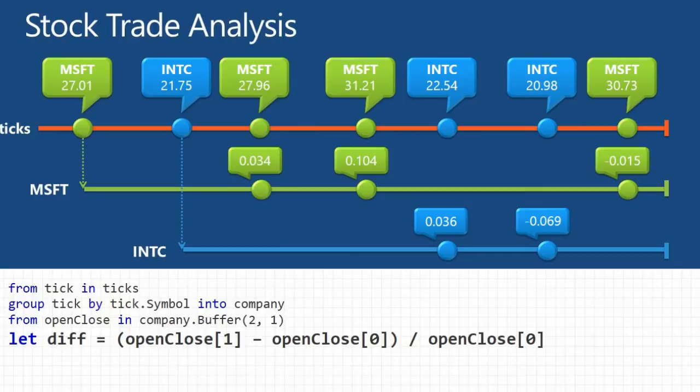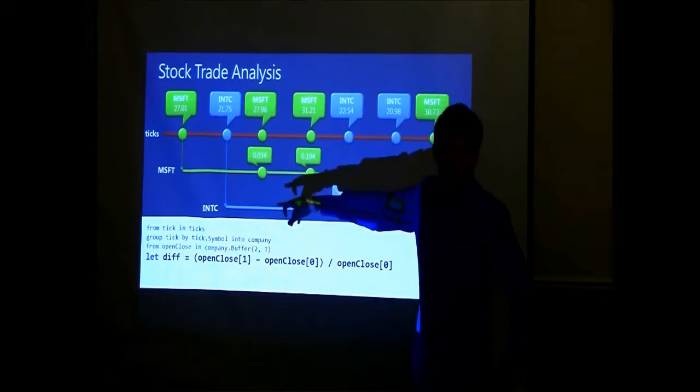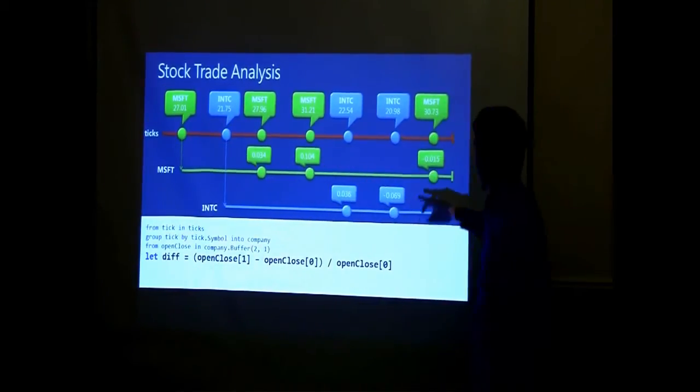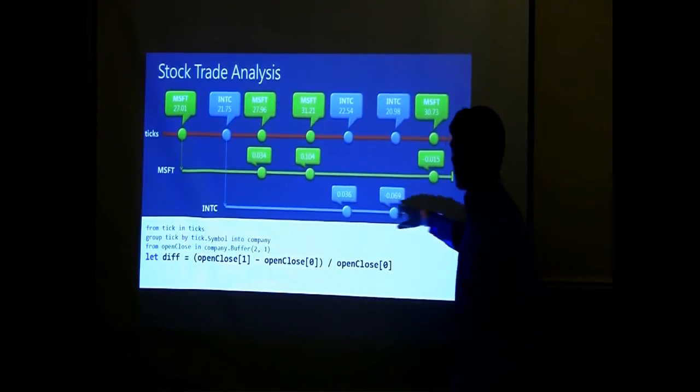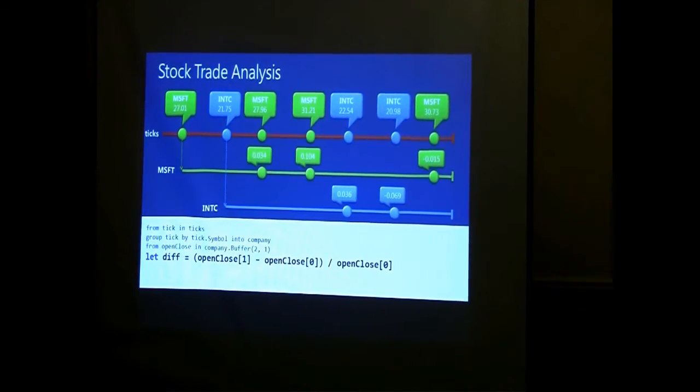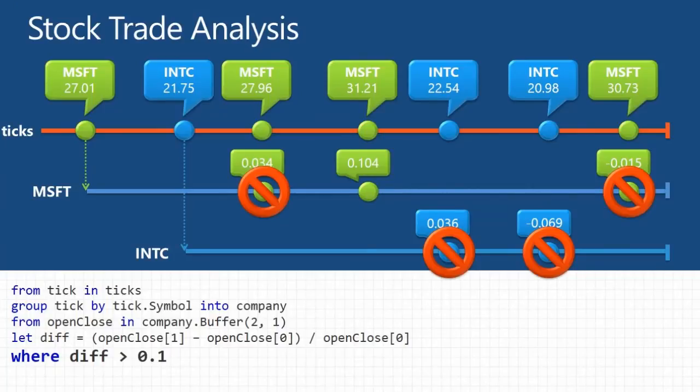And now I get a stream that for every second day looks at the previous day and tells me what the increase was. 3.4%, 10.4%, minus 1%, and so on and so on. So now I have streams of changes. Next, I want to have a where clause that says I only want the differences that are larger than 0.1, more than 10%. Okay, so there is one that's more than 10%.